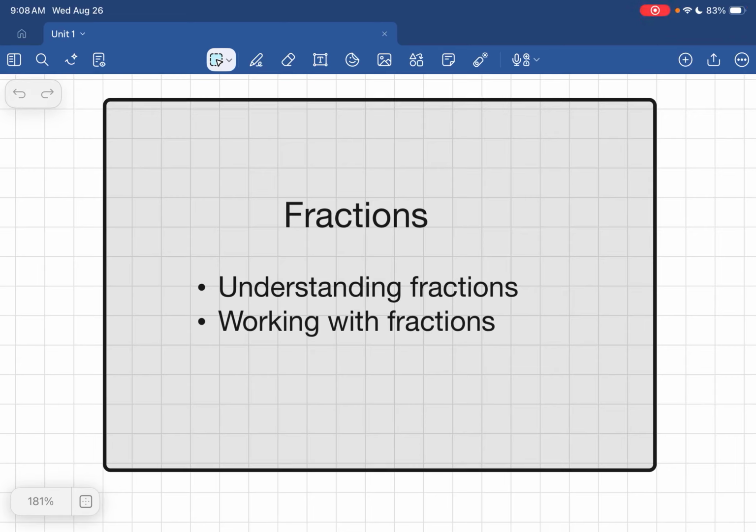Hi everyone, in this lesson we're going to work with fractions. Fractions are going to be an important part of this course because we use them throughout algebra. Today we're going to focus on understanding what a fraction represents, simplifying fractions, adding and subtracting fractions. We'll build on these skills in class with more examples and practice.